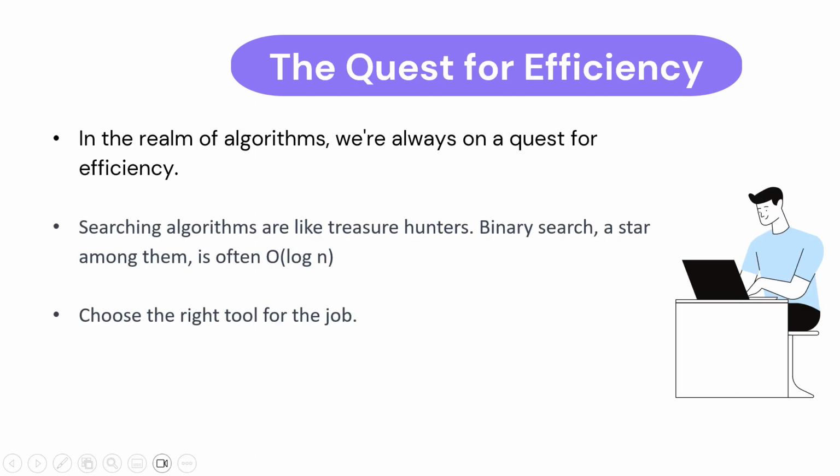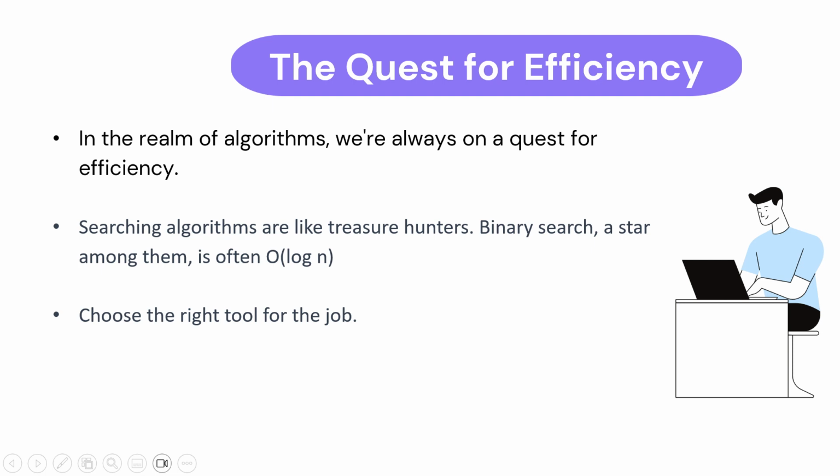The quest for efficiency. In the realm of algorithms, we are always on a quest for efficiency. Quicksort and merge sort are like gallant knights who sort arrays quickly, typically in big O of n log n time. Then there's the formidable knight bubble sort, which sorts with a time complexity of big O of n squared, and is quite the workhorse.